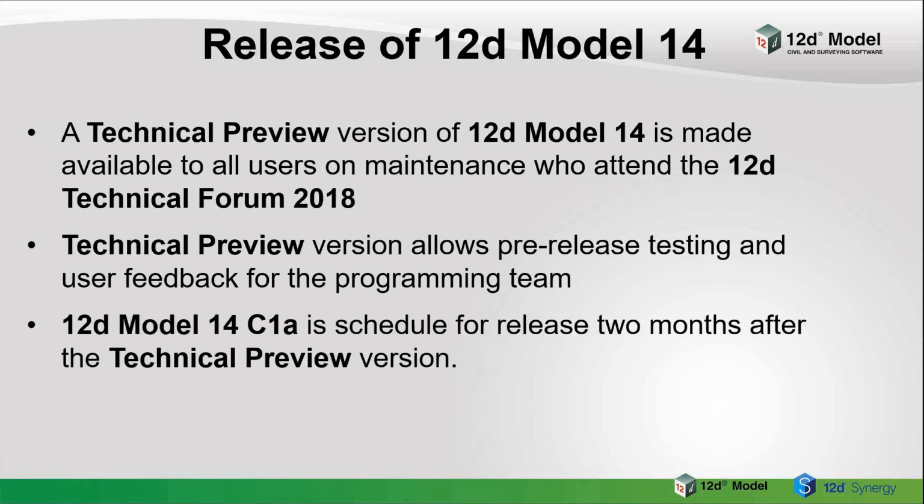So that's the first part, just a pre-release. And then the full scheduled release to come out, which will be 12D Model version 14, C1A. C means it's the release, 1A is the very first one of it. It should be hopefully one or two months after that technical preview version's been out there, so we can get the feedback and put it into it.